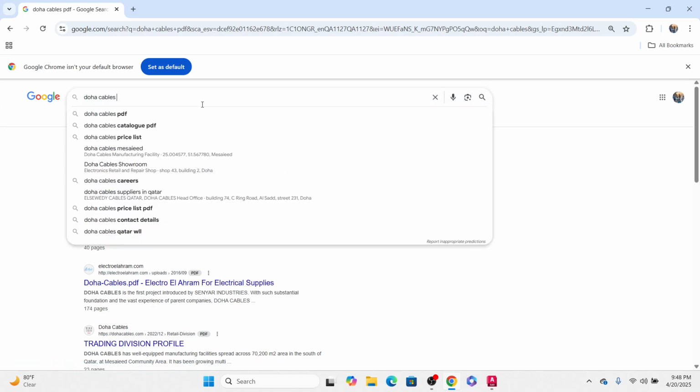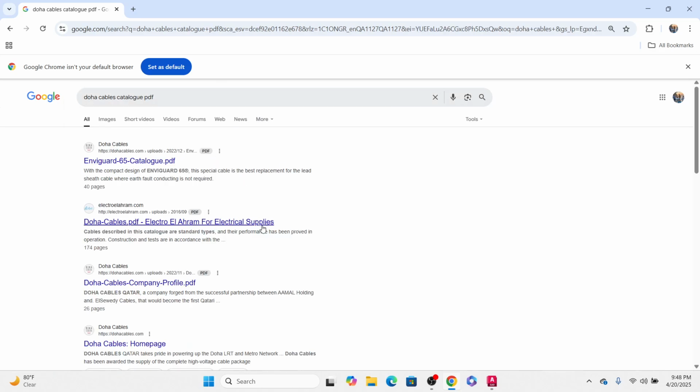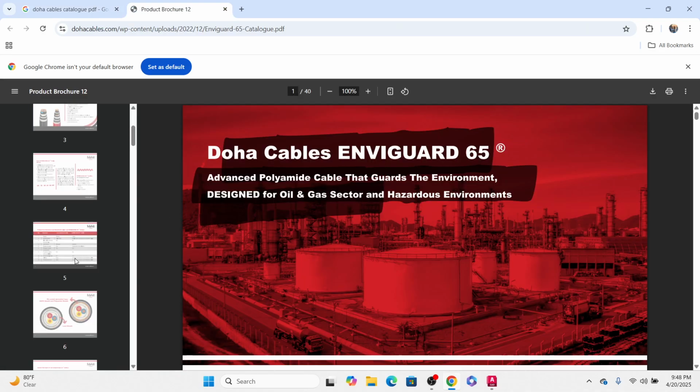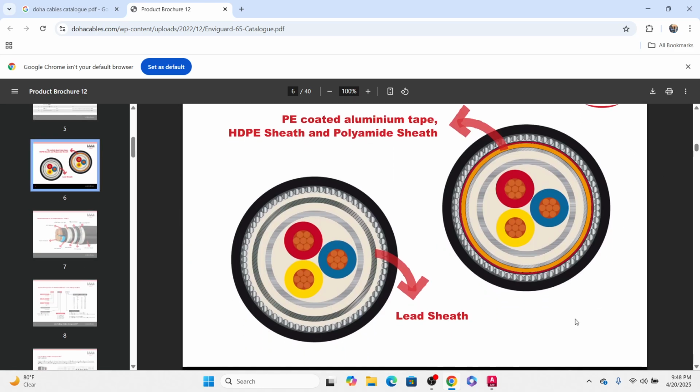Let's type catalog PDF. You need the catalog to design the size of the cable tray. So let's go with this one. Open link. Okay, this is the cable.